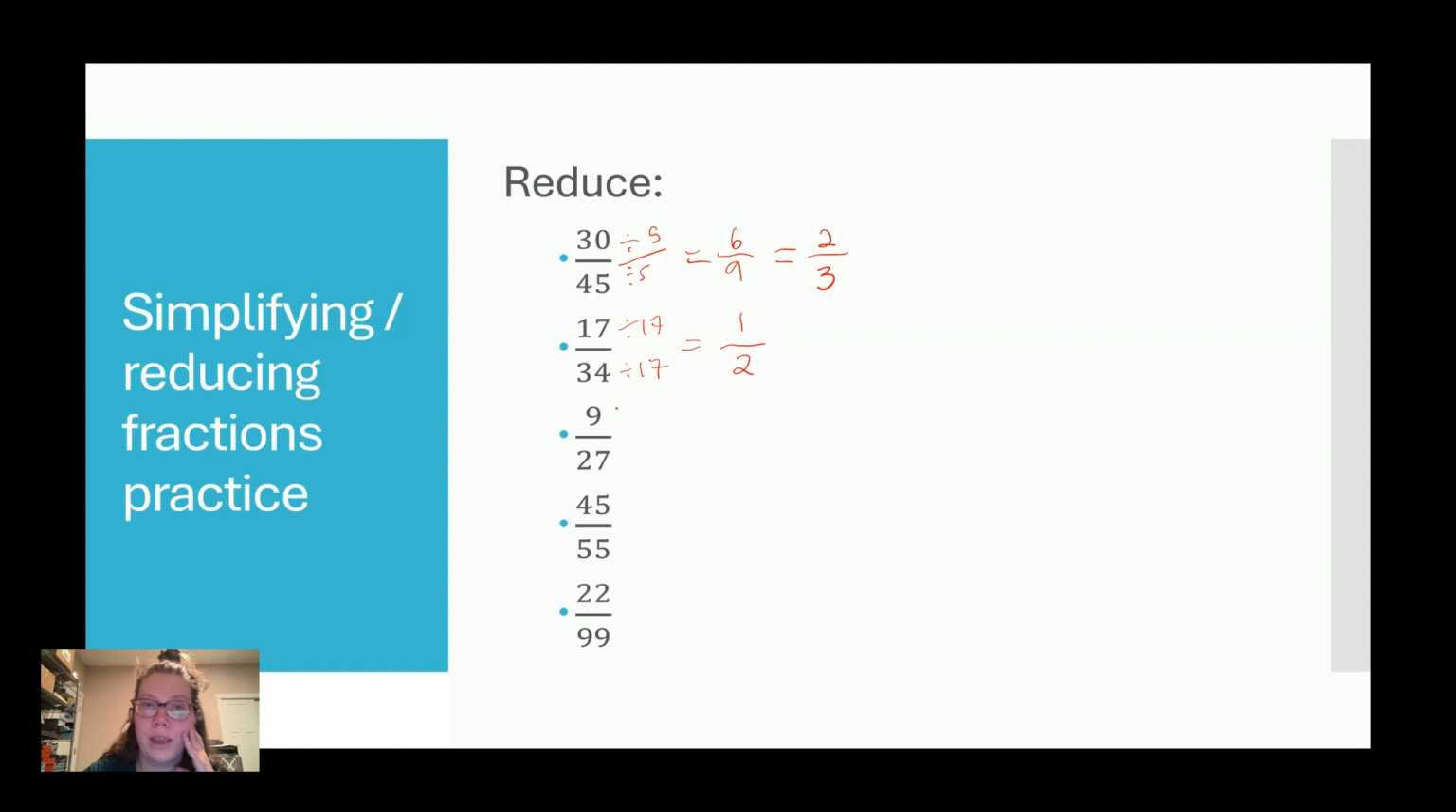9/27. I could divide out 3 on both of these, but I know that 9 goes into 27. So I'm going to divide out 9 on both of them. Divide by 9, and we're going to get 1/3. Ooh, 45/55. Let's divide by 5, because it certainly sounds like 5 goes into all of these. 45 divided by 5 is 9/11. That's not going to go any farther. How about this one? Ooh, 22/99. I know those are both multiples of 11. So let's take 11 out. 2/9. Okay. Those are our examples for simplifying and reducing fractions for equivalent fractions.